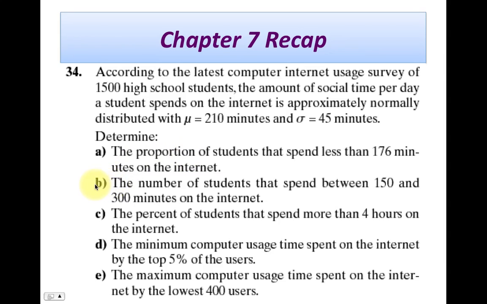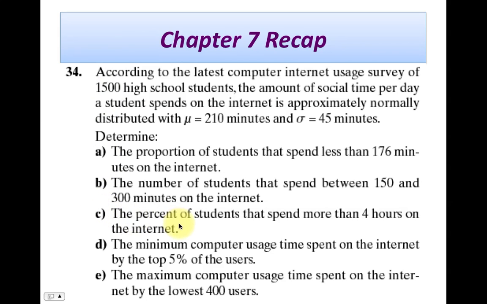Part B, the number of students that spend between 150 and 300 minutes on the internet. Again, you're given raw scores 150 and 300 minutes. You can find the proportion of area between 150 and 300 minutes, take that proportion of area, multiply it by the total number of high school students in the survey, and that will give you the exact number of high school students that spend between 150 and 300 minutes. So it's again a normal CDF question, but after you get your proportion, you'll multiply it by 1,500.